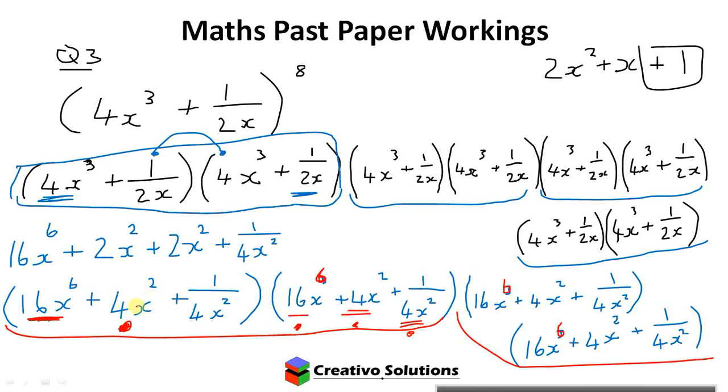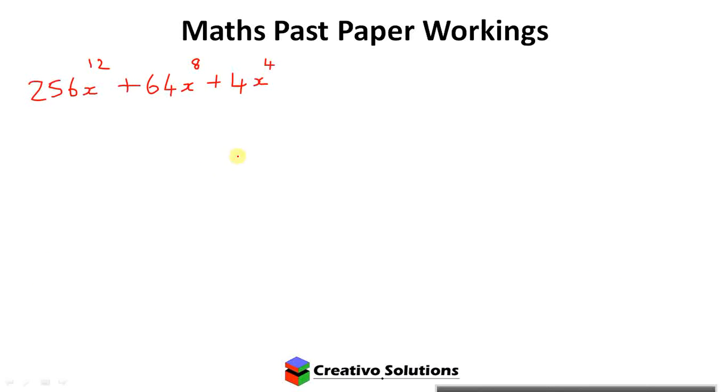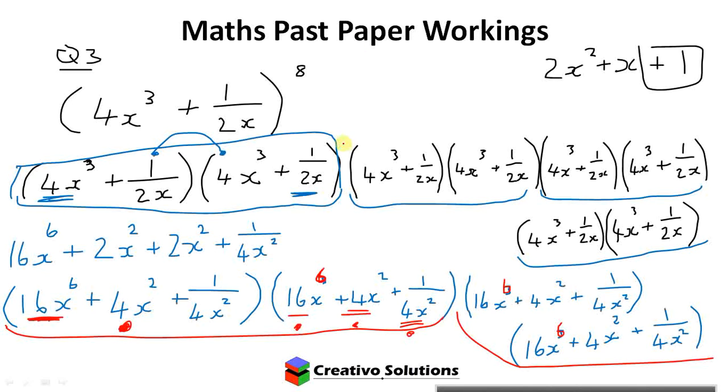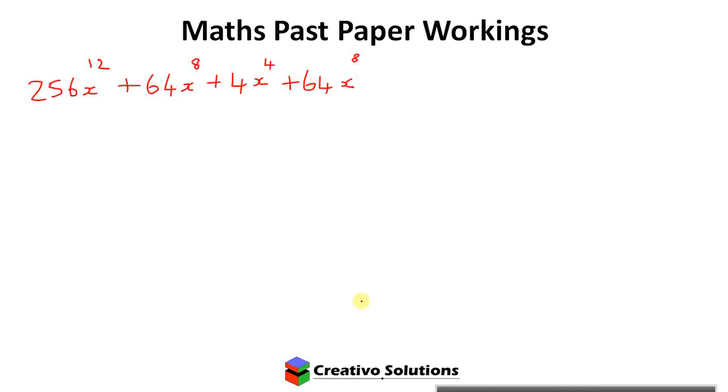Okay, so 4x squared times that into this. 4 times 16 is 64. X to the 2, x to the 6 gives you x to the 8. So 64x to the 8. Next, this times that. 4 times 4 is 16, x squared times x squared is x to the 4. 16x to the 4.